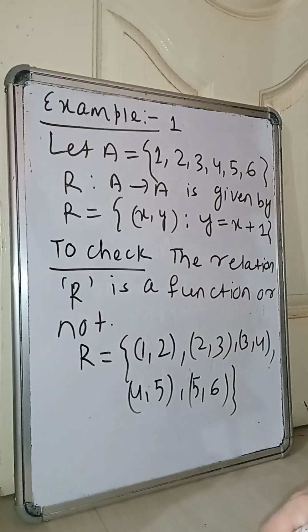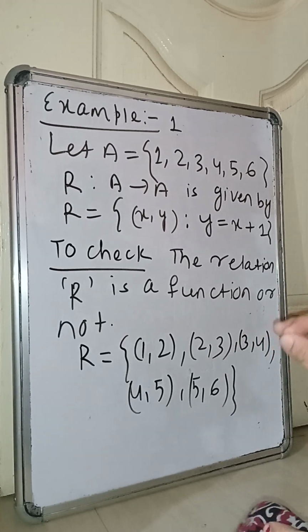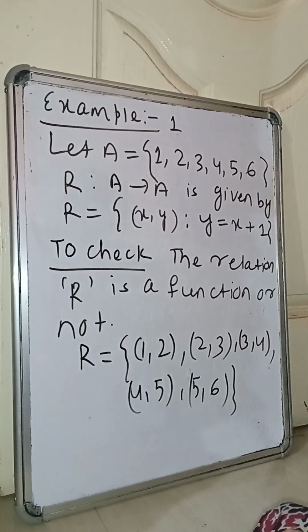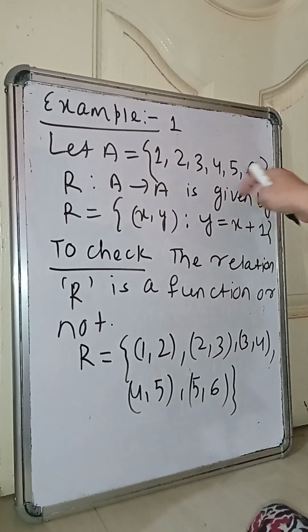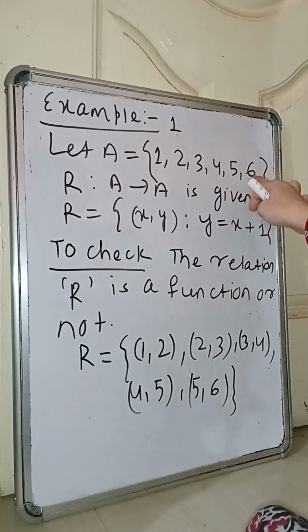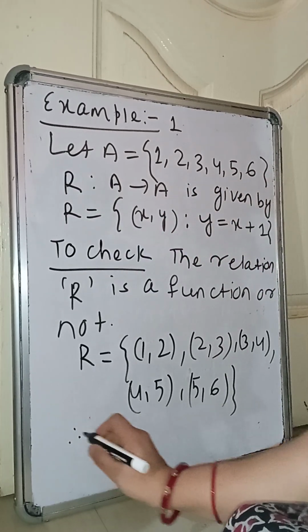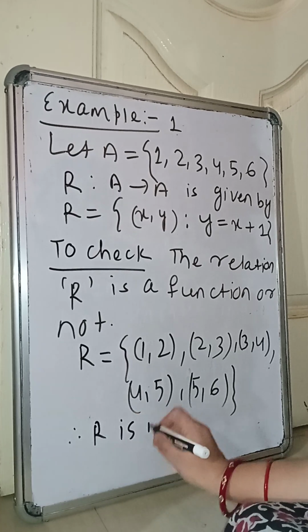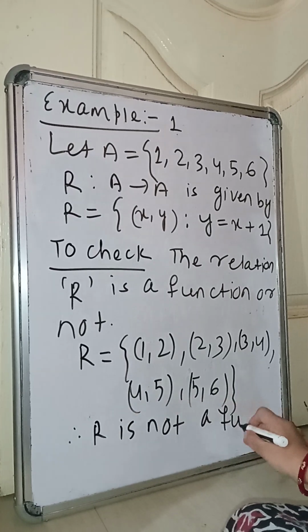Now you see, is the relation a function? No, it's not a function. Why is it not a function? Because while defining a function, we discussed that each element has an image and that image should be unique. But you see, 6 has no image in your codomain set. So here you will write the relation R is not a function.